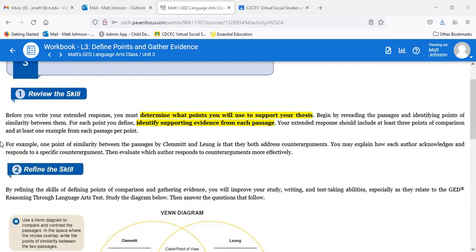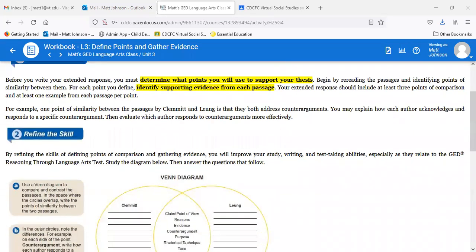So for example, 1 point of similarity between the passages by Clement and Leung, so we're moving to the other passages now, is that they both address counter arguments. You may explain how each author acknowledges and responds to a specific counter argument, then evaluate which author responds to counter arguments more effectively. So we can do that in our exercise here. We'll make that one of them.